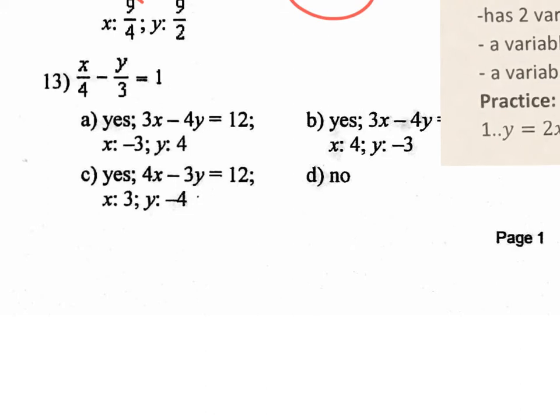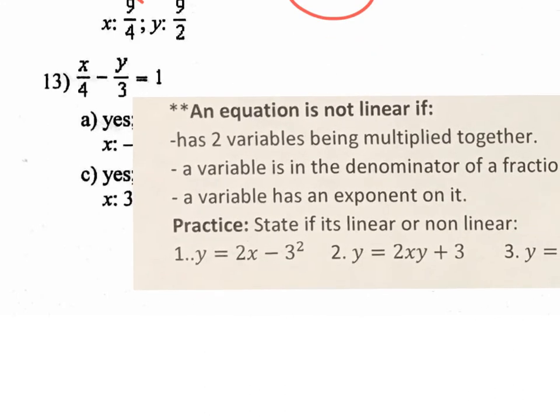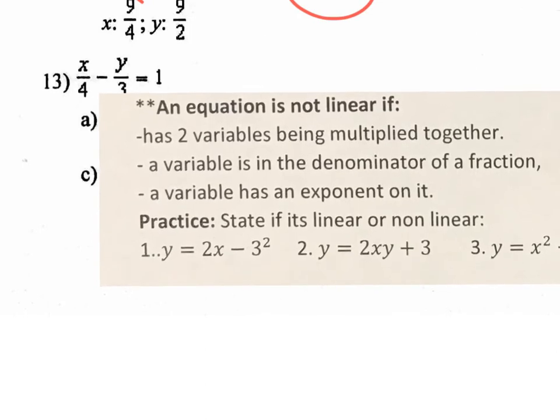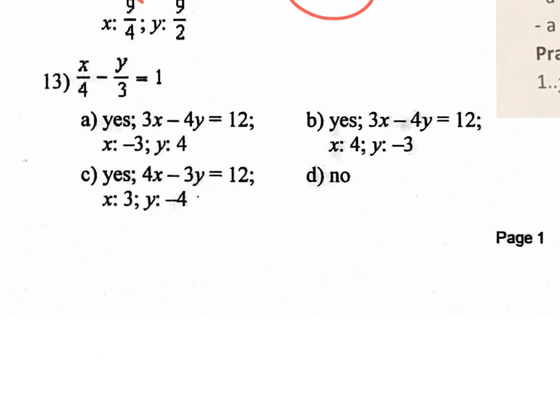And once again, looking at our notes, does it have two variables being multiplied together? No. Does it have a variable in the denominator? No. Does it have a variable with an exponent on it? No. So this one's definitely linear. Okay? So if it is linear, we want to rewrite it in standard form.